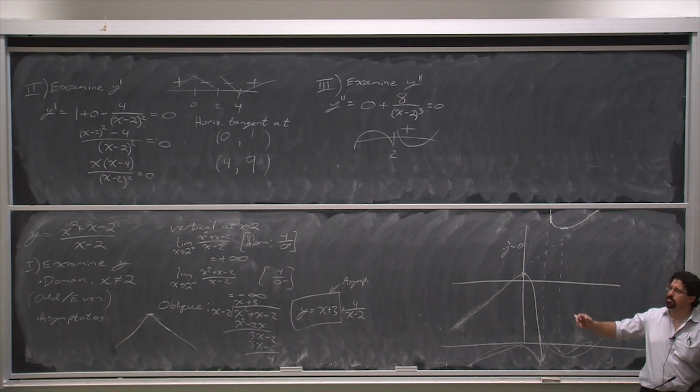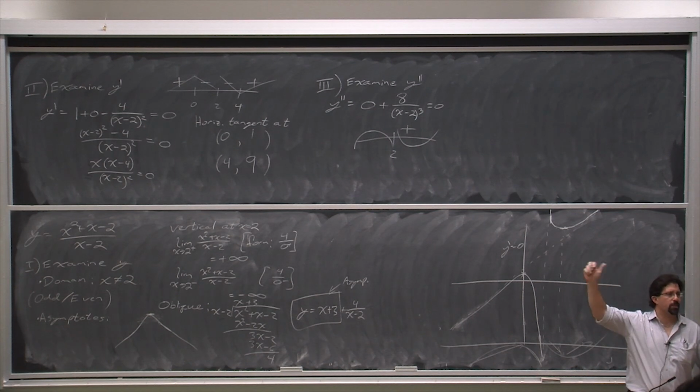Horizontal asymptotes is limit to infinity. Limit to either plus or minus infinity if it's a constant.